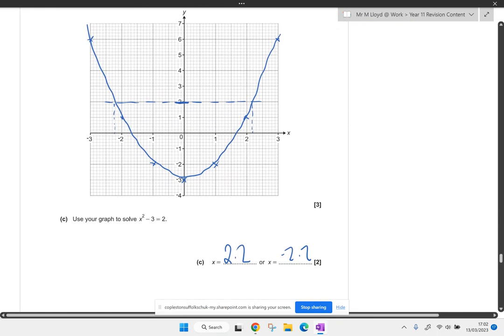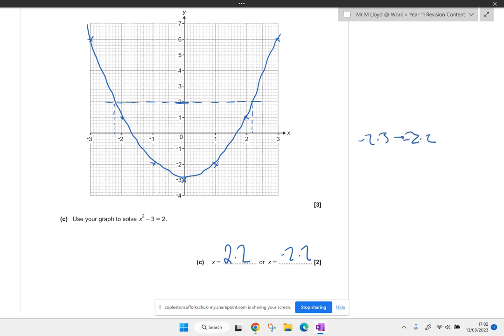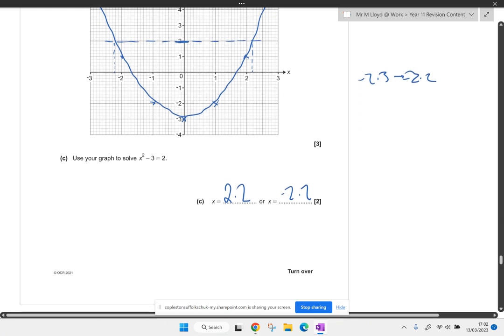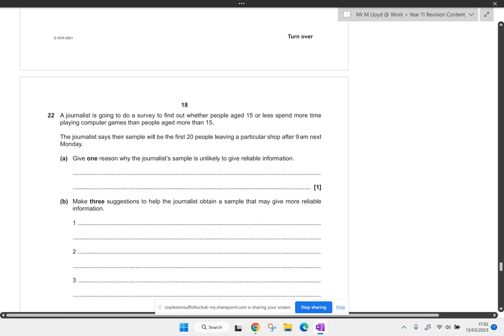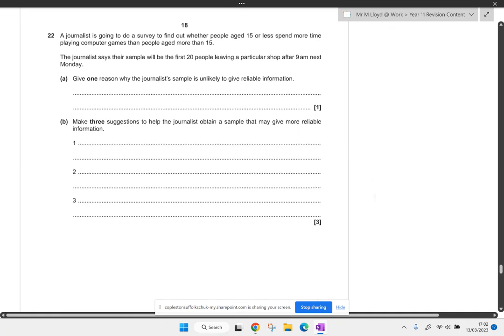Negative, right, so they give us a range. They give us a range of negative 2.3 to negative 2.2, and it's the same for the others, but in a positive manner. Okay, so there we go, because not everyone's going to draw their graph perfectly. Right, oh, this is wordy.